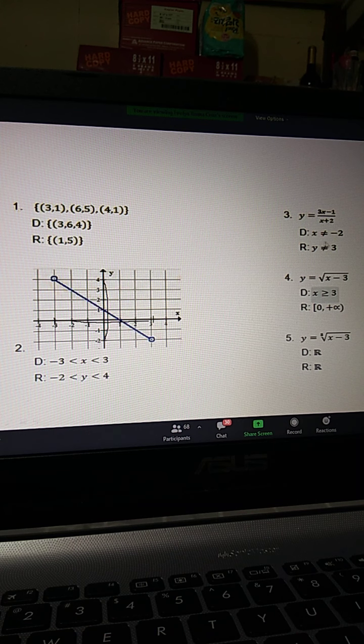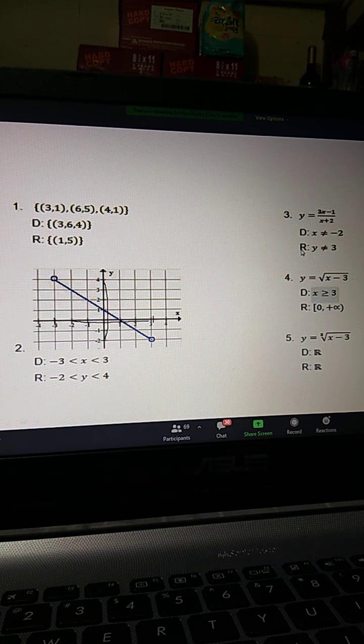Pwede lahat ng x maliban kay negative 2. Why? Kapag negative 2, ang value ay undefined. Bakit naging undefined? Because yung denominator mo ay magiging 0. Pag sinubstitute natin yung x is equal to negative 2, negative 2 plus 2 is 0. Ayaw natin yun. That will make our equation undefined. So, pwede lahat maliban kay negative 2.